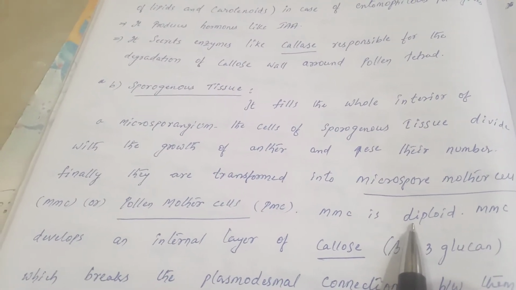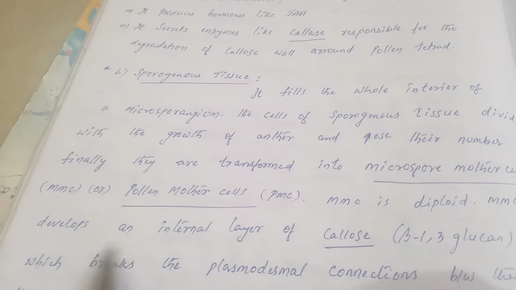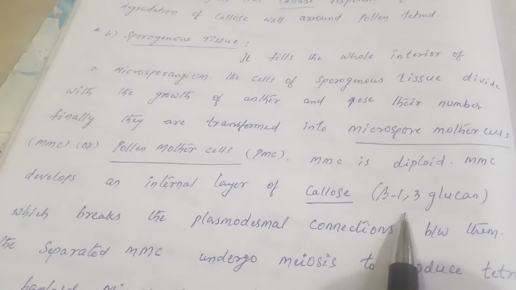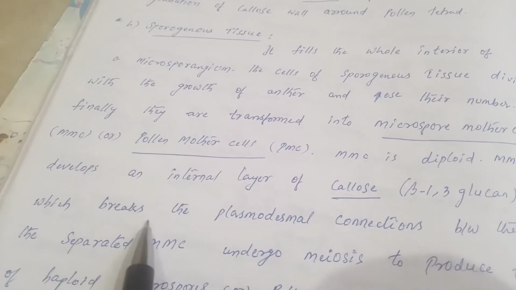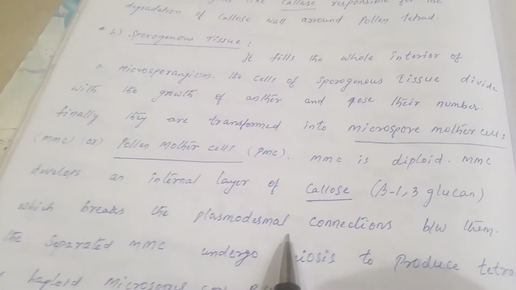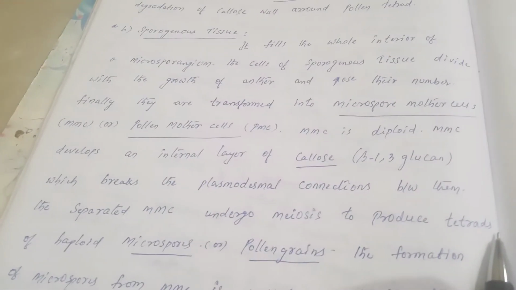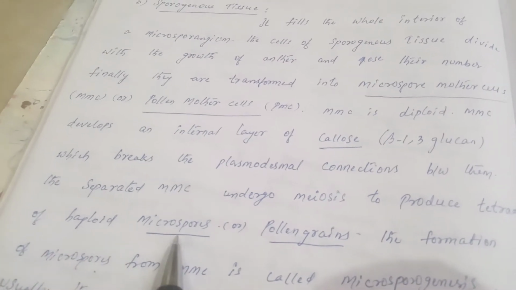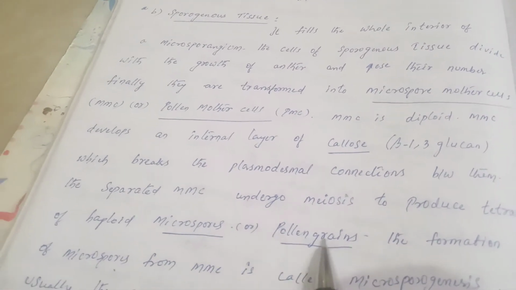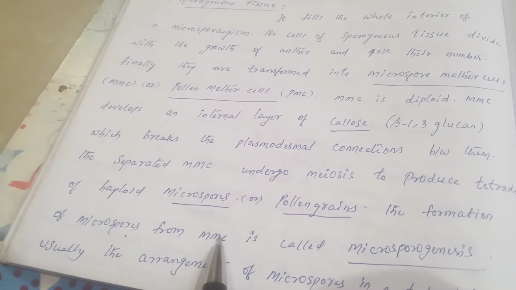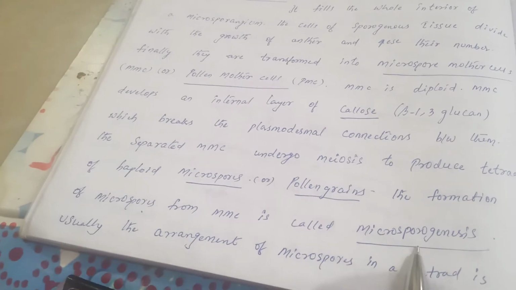It undergoes meiosis. So the MMC or microspore mother cell develops an internal layer of callose. Callose is chemically beta 1,3 glucans. So callose breaks the plasmodesmatal connections between them. The separated microspore mother cells undergo meiosis to produce tetrads of haploid microspores. These haploid microspores are also called pollen grains. The formation of microspores from microspore mother cell is called microsporogenesis.